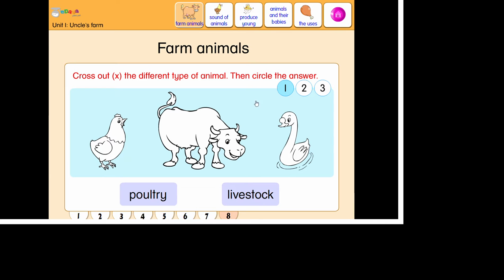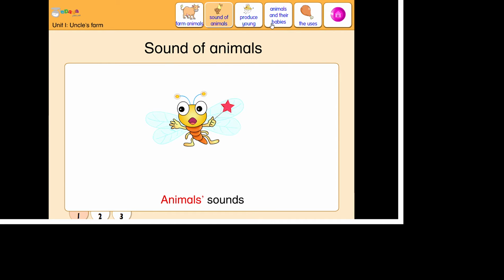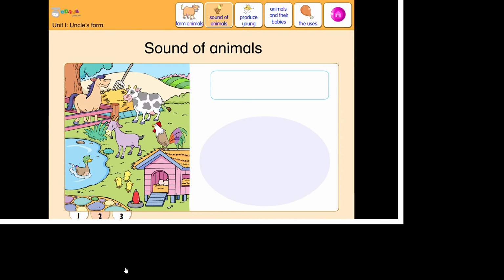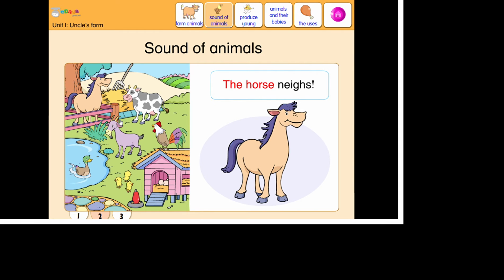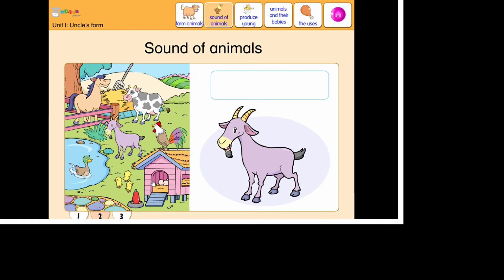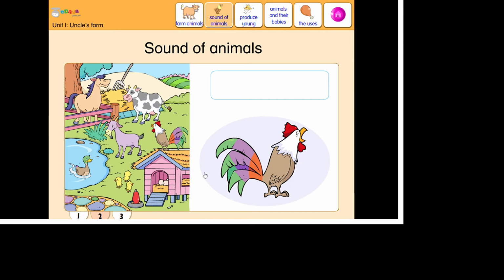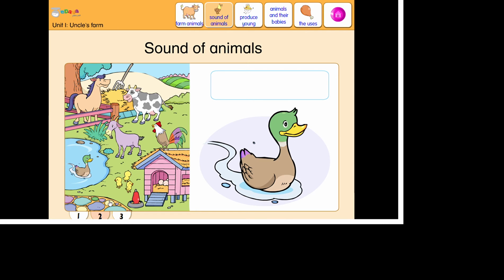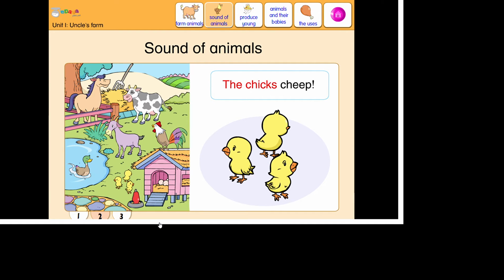Science experiment. Cross out the different animals' sounds. The horse neighs. The cow moos. The goat bleats. The cock crows. The duck quacks. The chicks cheep.